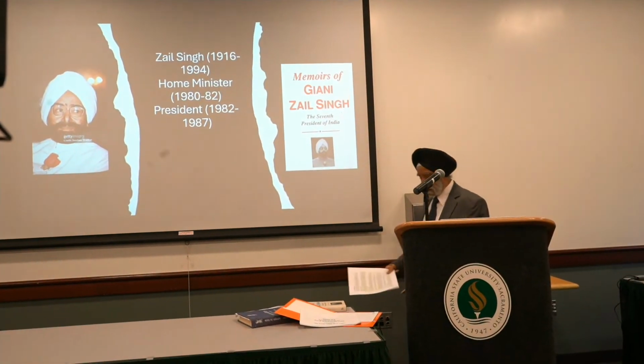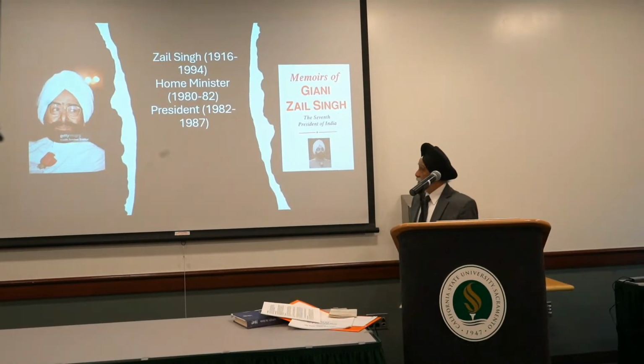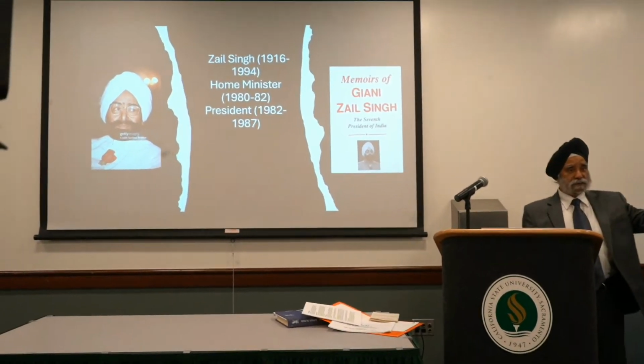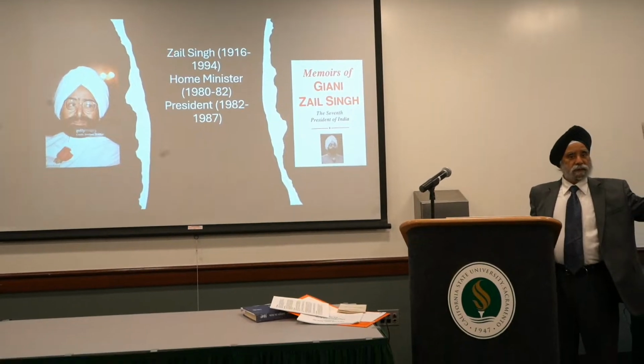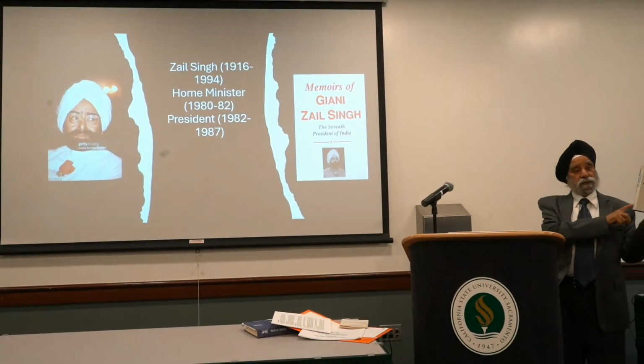Next one. All right, very, very important. This book, I just got it last month. We didn't even know it existed. Giani Zail Singh happens to be the president at the time, but a very unique individual. He was home minister from 1980 to 82 and president from 82 to 87. So that is during the time when the Sikhs suffered the most. This guy was a big guy. Home minister is deputy prime minister and president is head of state.